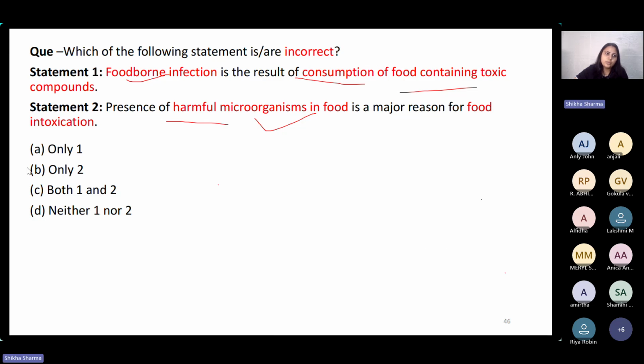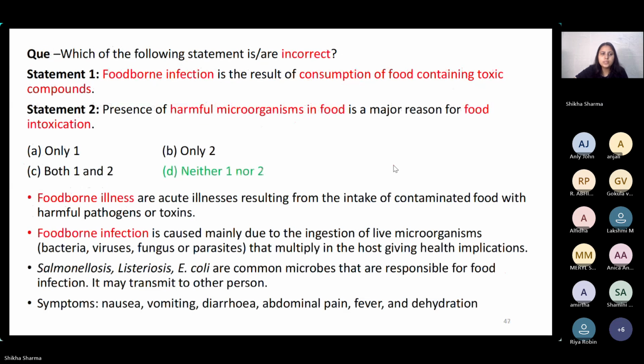Anju is saying B, only two. Okay, let's see. The answer here is neither one nor two, so both statements are not incorrect. They are the correct statements. Foodborne illnesses are acute illnesses resulting from the intake of contaminated food which has harmful pathogens or toxins.